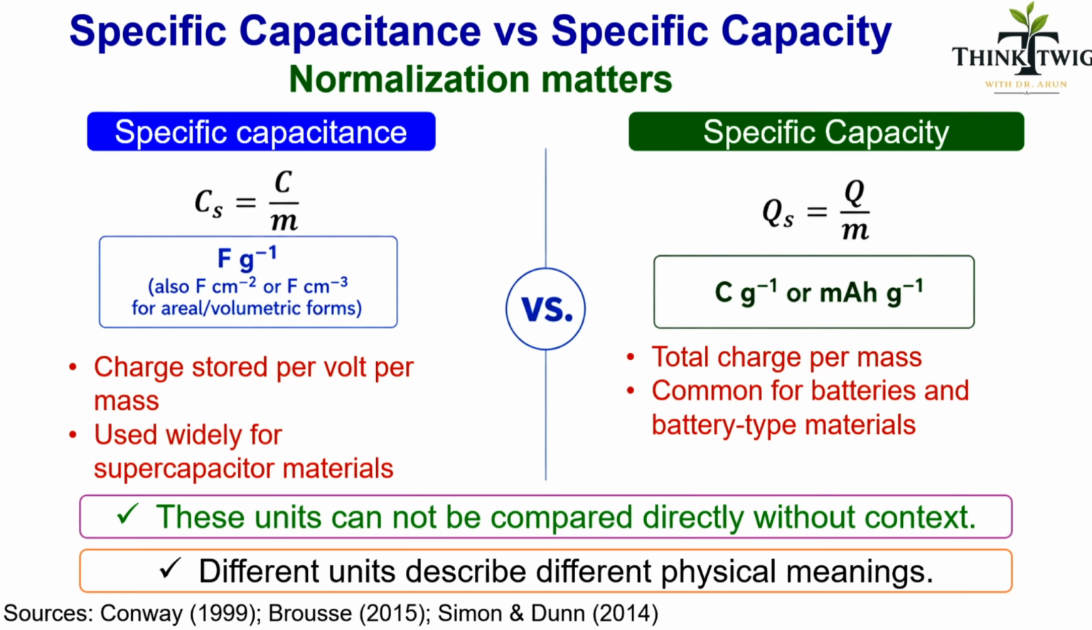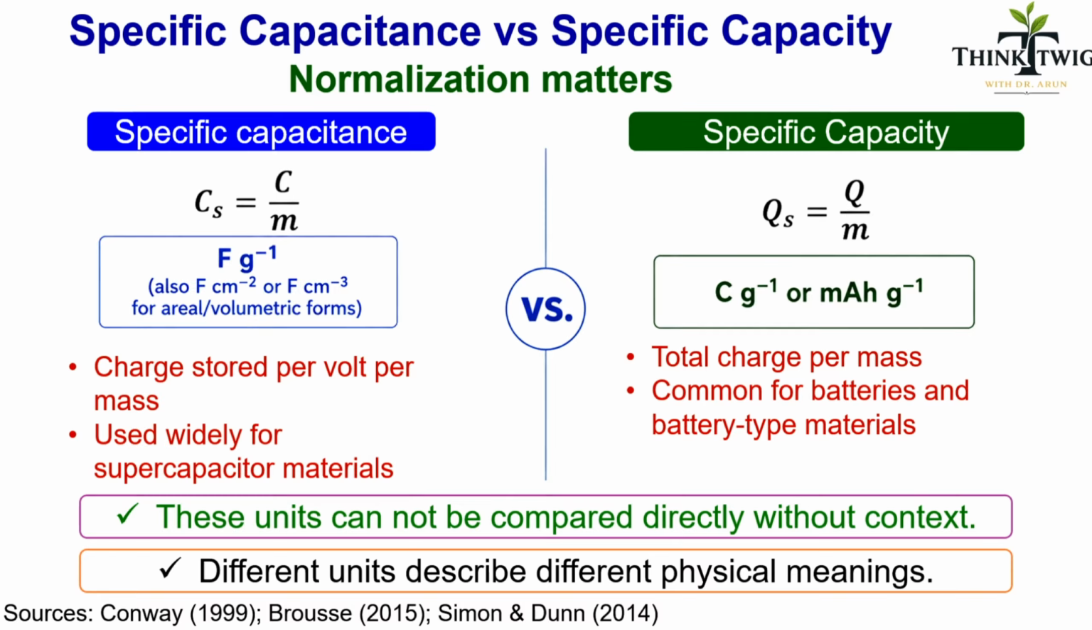So now look at the specific capacity. Here we divide total charge by mass. The relation is Q specific equals Q divided by M. This can be reported as coulomb per gram or milliampere hour per gram. Now this is where we have to be careful. Both values may contain per gram, but they still do not mean the same thing. Farad per gram describes the capacitance per gram. Milliampere hour per gram describes the total charge per mass. So simply looking at the per gram does not make two values directly comparable.